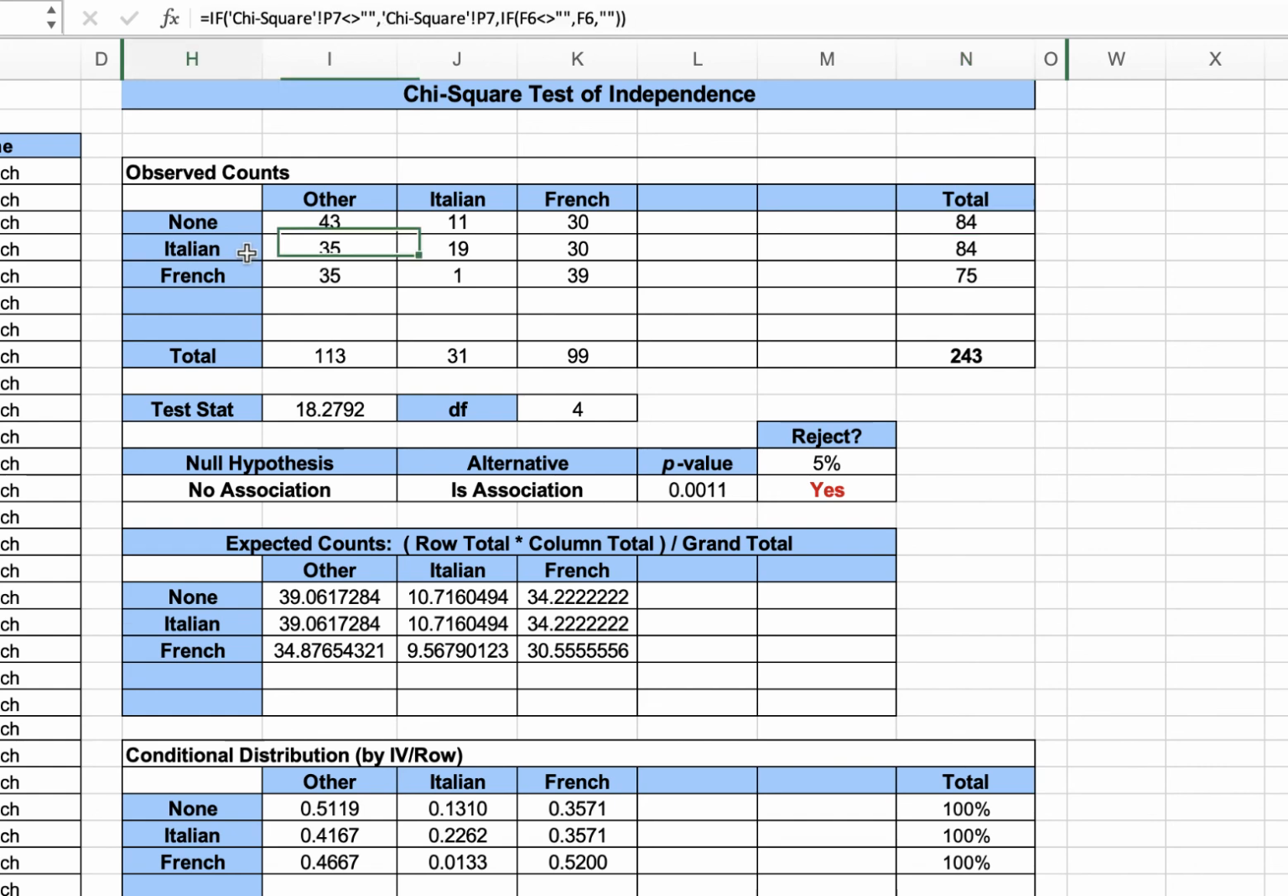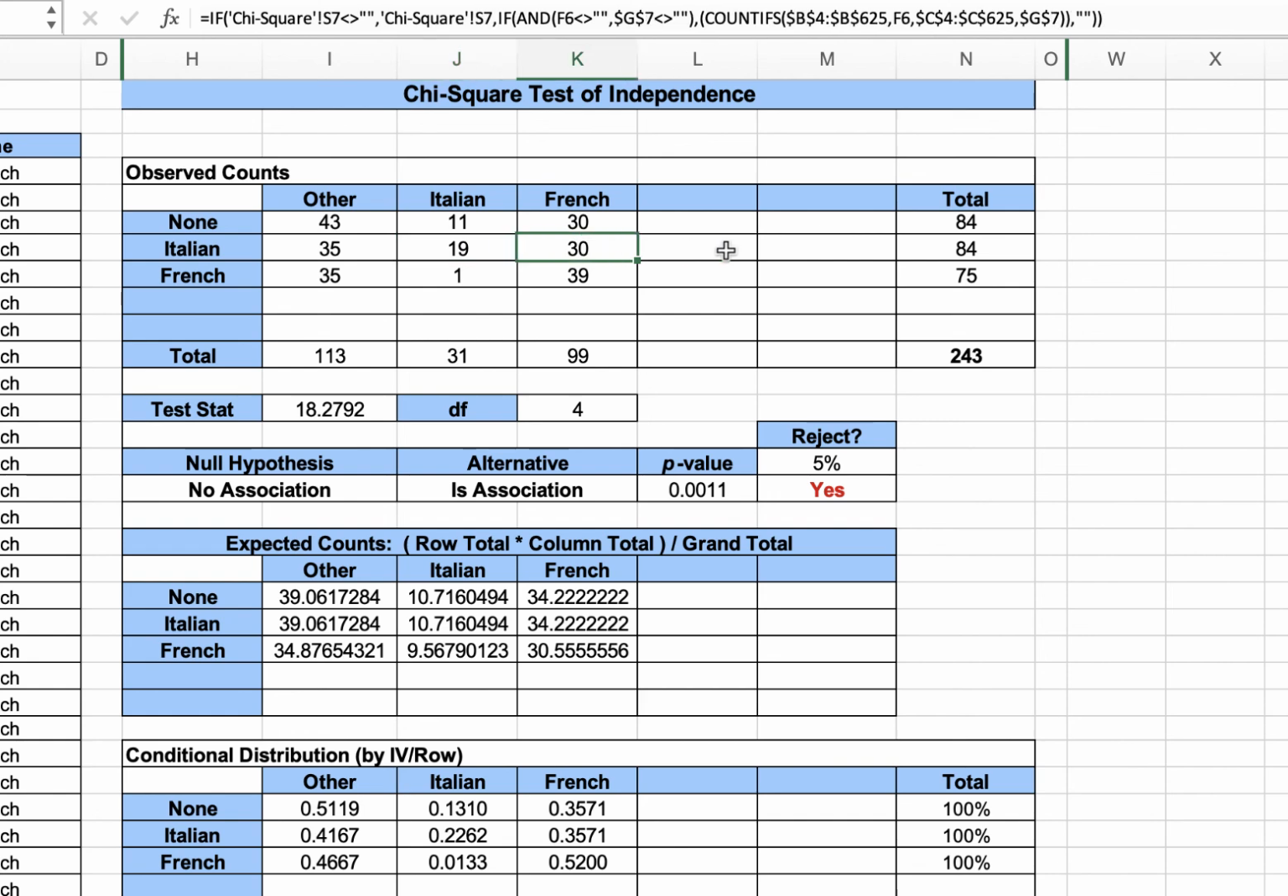When the music changes to Italian, right? So we have another sample of 84 purchases when Italian music is playing. So the other wine rate drops. It goes from 43 down to 35. Now, where do those 8 go? They go into the Italian wine purchase. French holds constant at 30.